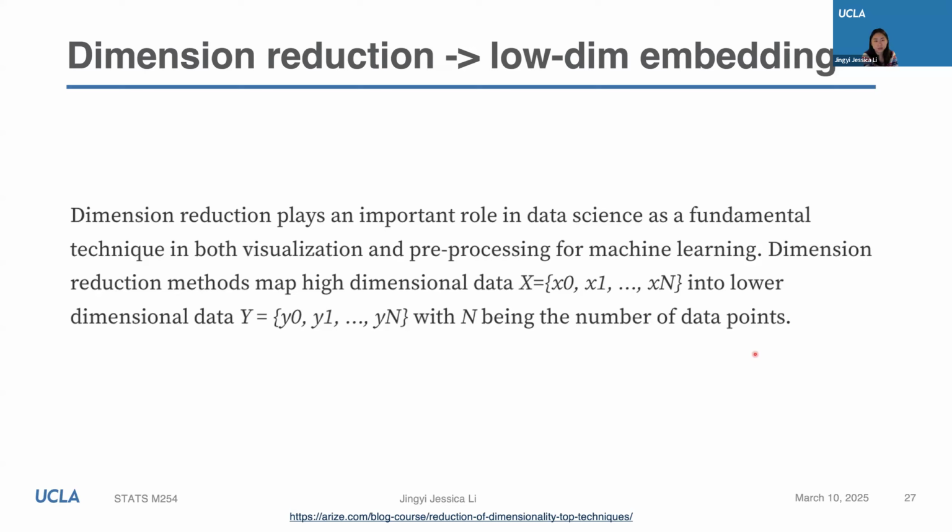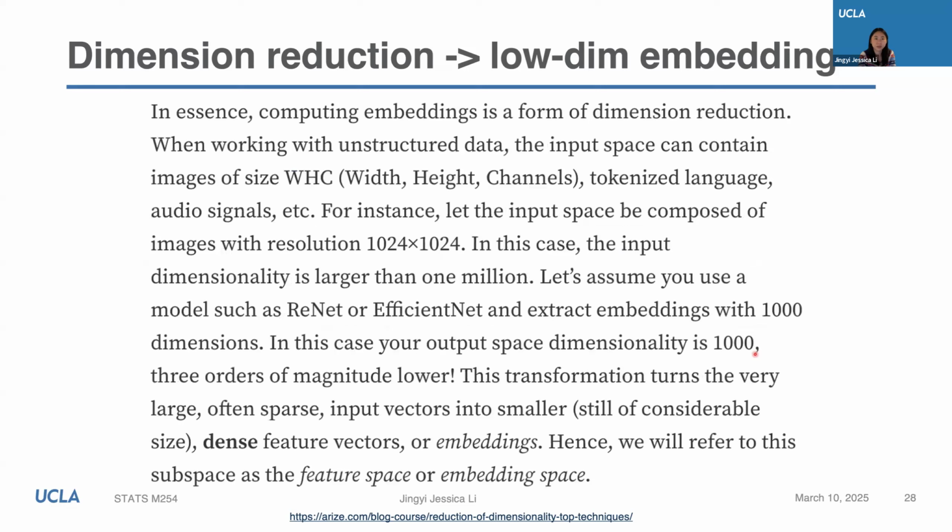Dimension reduction methods map high-dimensional data X into lower-dimensional data Y, with n being the number of data points. So, the notation we have seen before. The essence of computing embeddings is a form of dimension reduction.